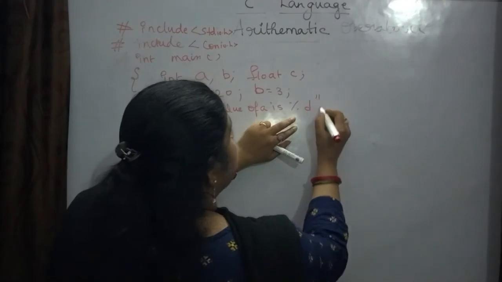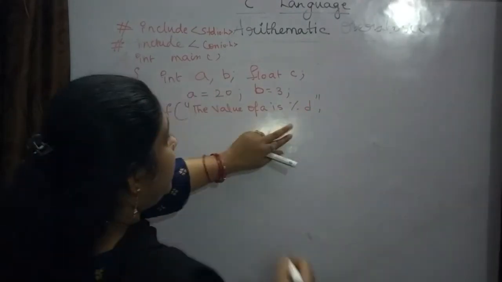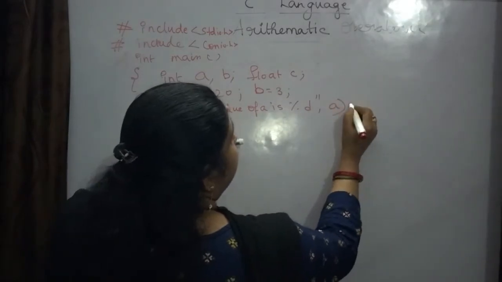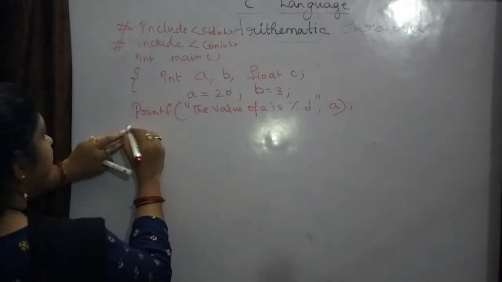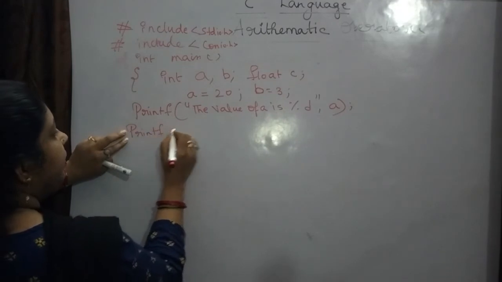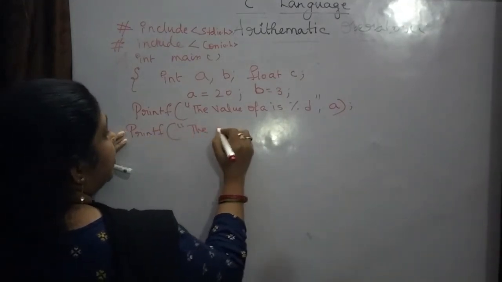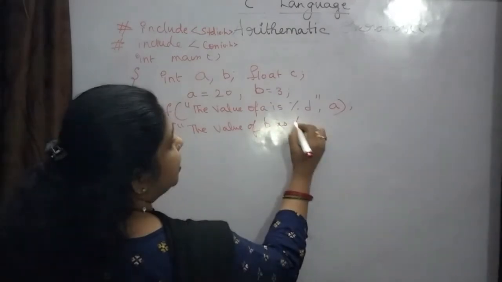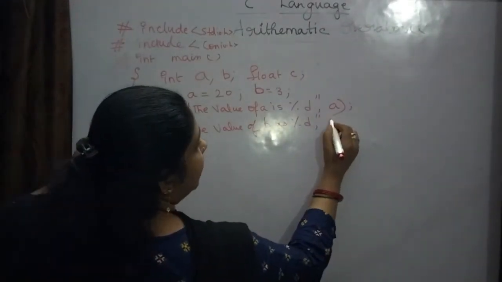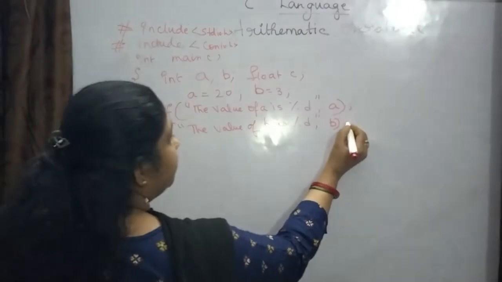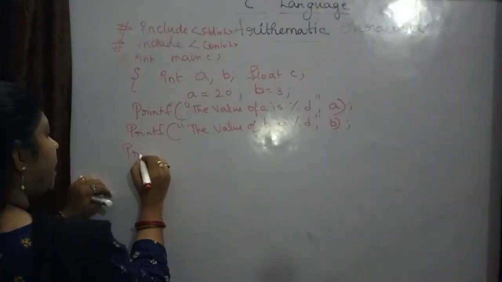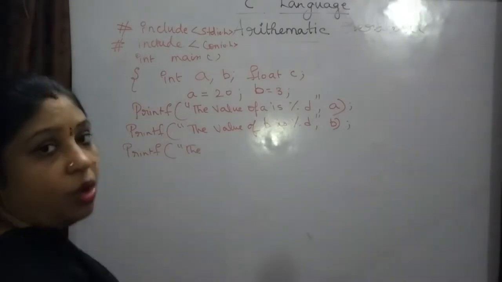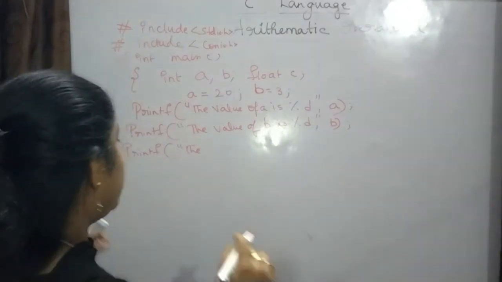Okay, close it, and where A value is there, A value is in A. So I am writing this. Okay. Now next, printf the value of B is %d, close it, and in B the answer is there, that's why I am writing B. Okay. Now I am going to use the arithmetic operations here. You just concentrate.